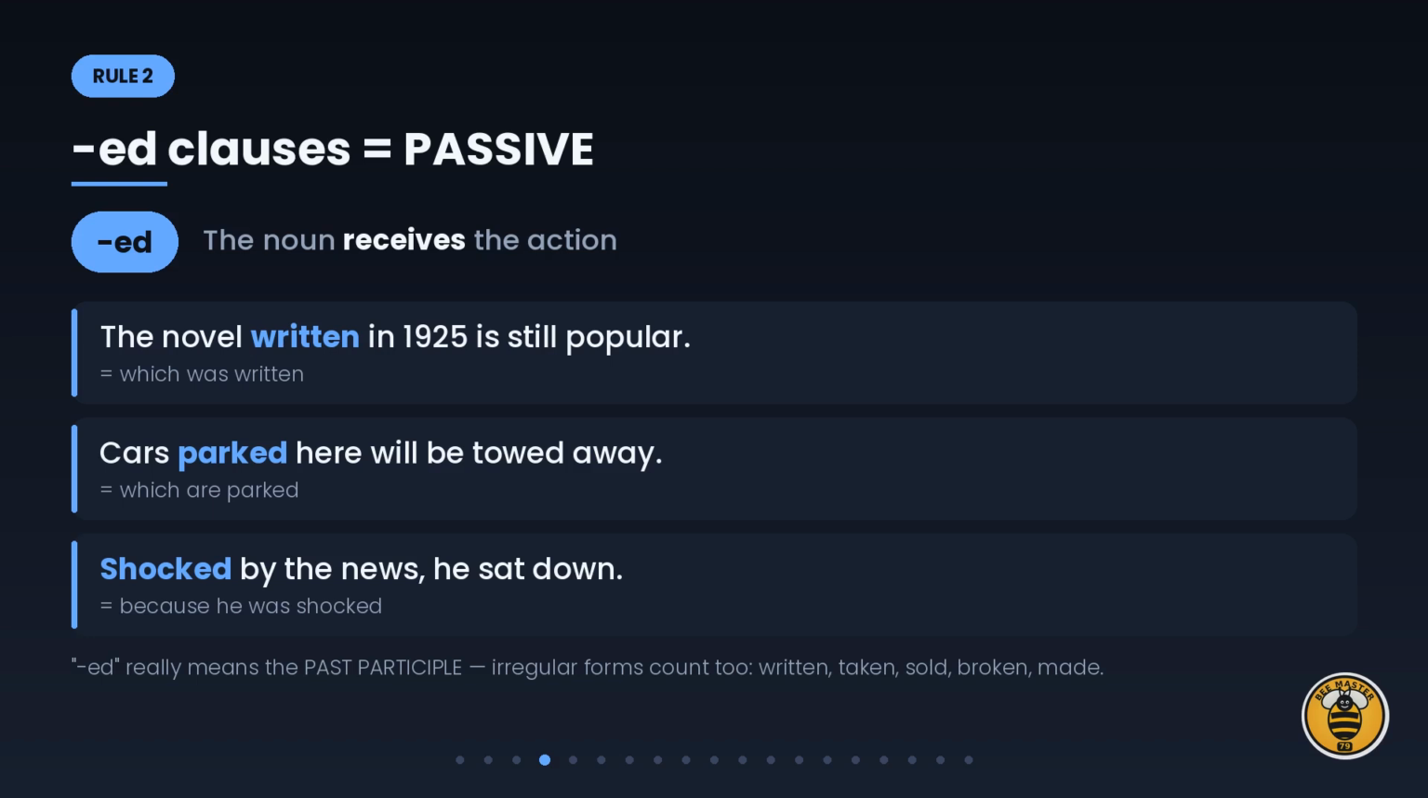And at the front of a sentence. Shocked by the news, he sat down. He did not shock anybody. He was shocked. One important warning here. We say ed clause because that is the usual ending, but what we really mean is the past participle. So irregular forms count too: written, taken, sold, broken, made.